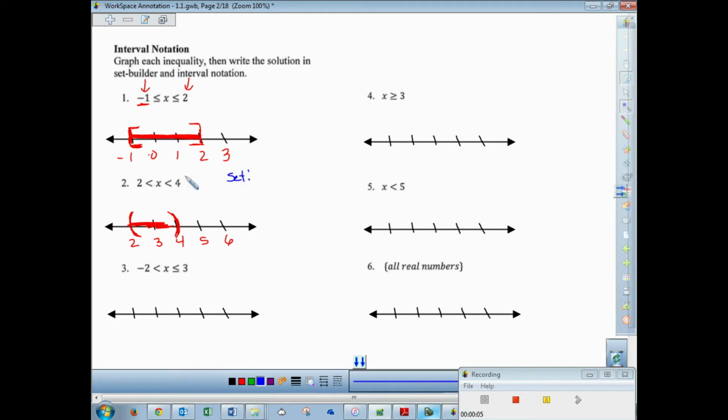Number 2, I want to write this region in set notation. So start with the cool set bracket. It's the set of all x's. That's how you read that. If you've had me before, I've made you say that out loud before. So it's the set of all x's. Then you put this right here. Anybody remember what that means? Such that. Set of all x's, such that.